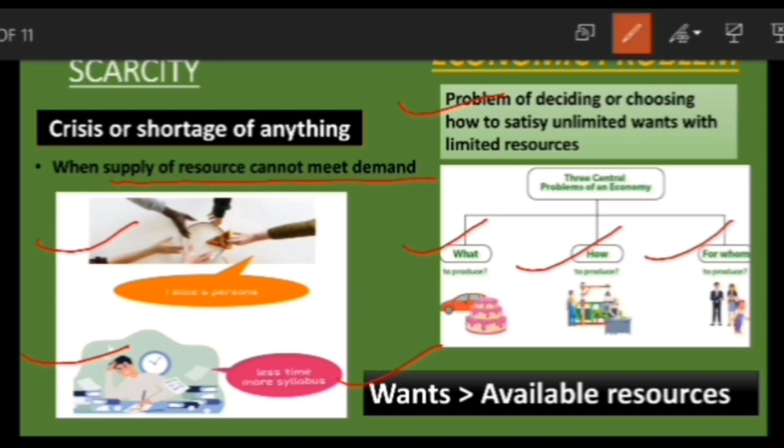पहला, हमें क्या प्रोड्यूस करना है with those limited resources. दूसरा, कैसे प्रोड्यूस करना है. And the third one is किसके लिए प्रोड्यूस करना है, जिससे कि हम without any wastage हमारे पास जो limited resources हैं उसे हम properly utilize कर सकें, उसका हम optimum utilization कर सकें.